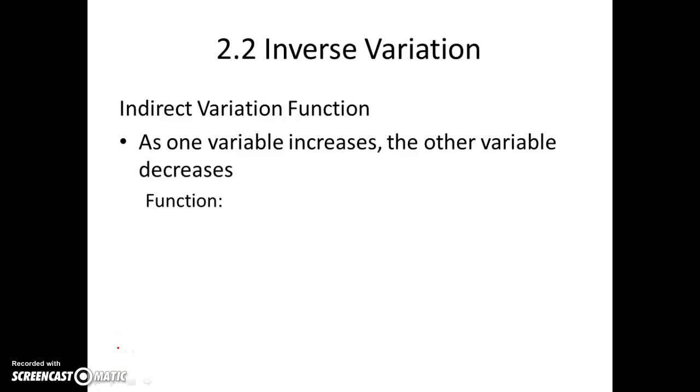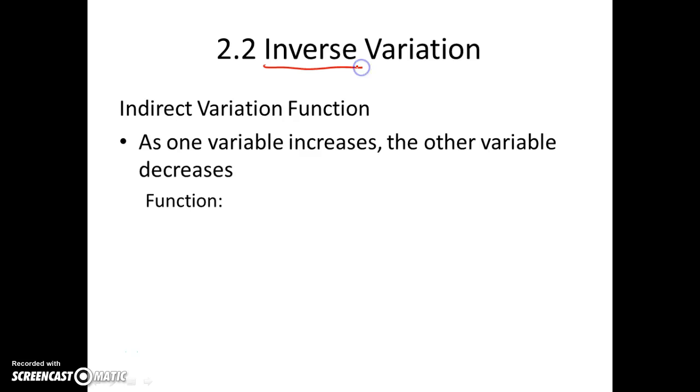Hello class, today we are going to look at section 2.2, inverse variation. So yesterday we talked about direct variation and we talked about how it's y equals k times x to the n. So we're always using multiplication. We also said direct variation is as one variable increases, the other variable increases. So today we need to make sure we recognize the difference between direct and inverse.